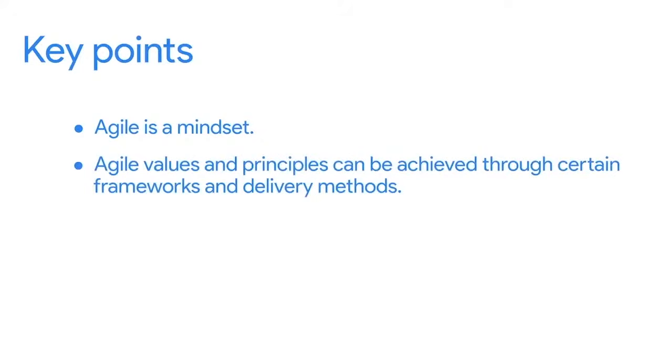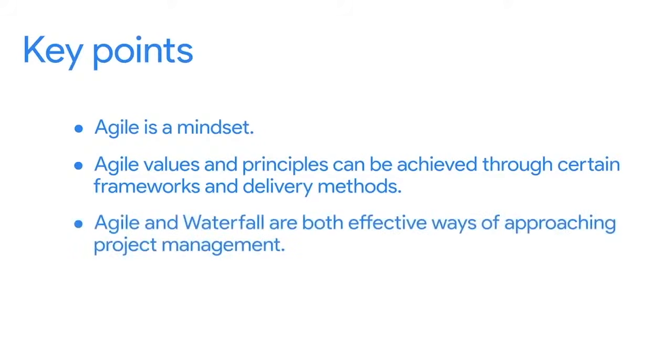Well, that brings us to the end of this video. Let's review the key points I want you to take with you. First, Agile is a mindset, a way of thinking about the project delivery process through the values and principles outlined in the Agile manifesto. Second, Agile values and principles can be achieved through certain frameworks and delivery methods, like Scrum, Kanban, XP, and Lean. And finally, Agile and Waterfall are both effective ways of approaching project management that add specific value. There are times when blending these styles will add even more value than sticking with just one, so don't be afraid to mix things up. As long as different parts of the project can benefit from certain processes without negatively impacting the project as a whole, go for it.